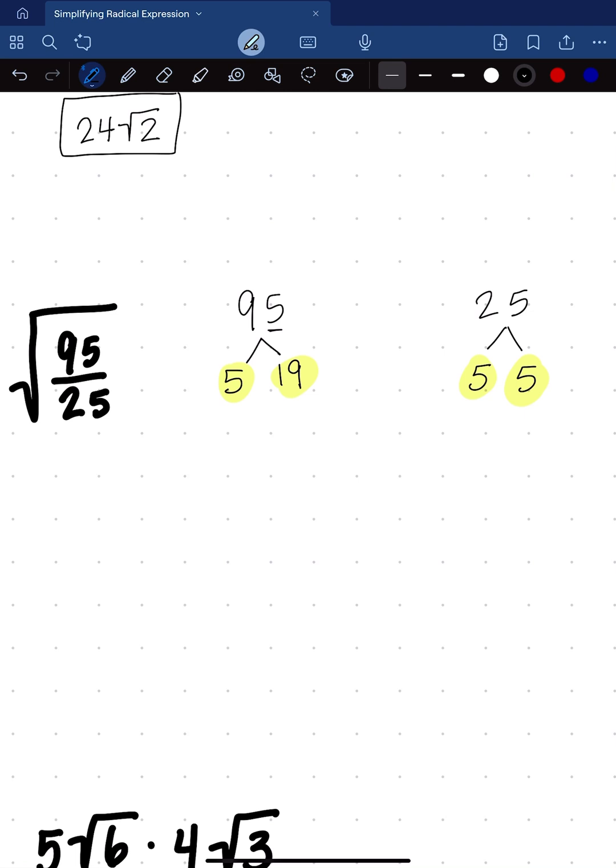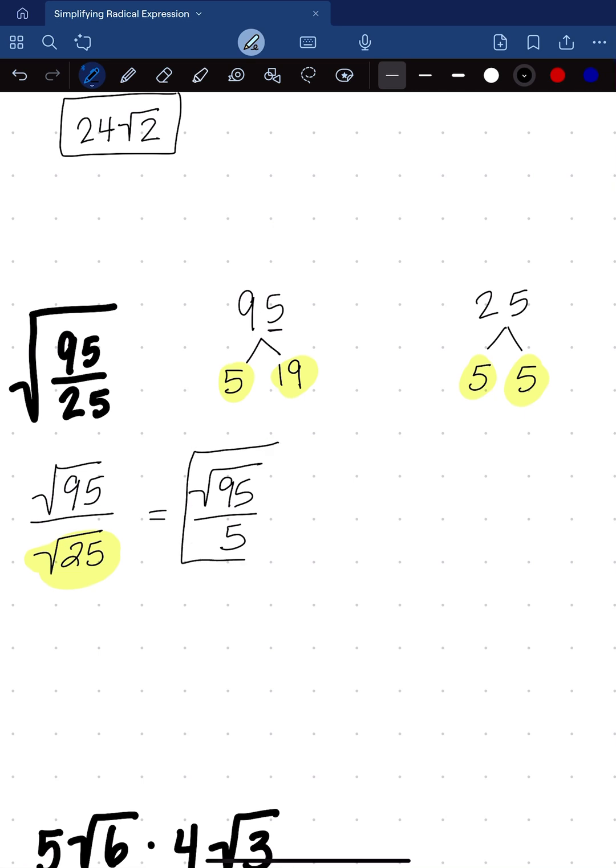Anytime we have a radical symbol over a fraction, it's the same thing as writing the square root of 95 over the square root of 25. Because 25 is a perfect square, I can also write that as the square root of 95 over 5. I'm going to leave the square root of 95 as it is because I cannot simplify it any further, since 95 can only be broken up into the prime numbers 5 and 19.